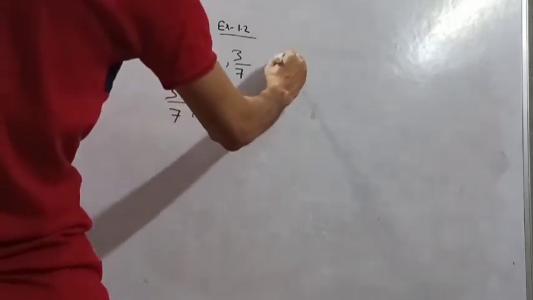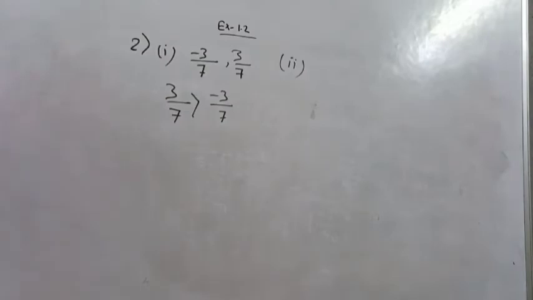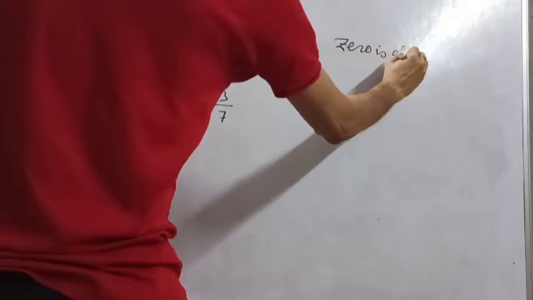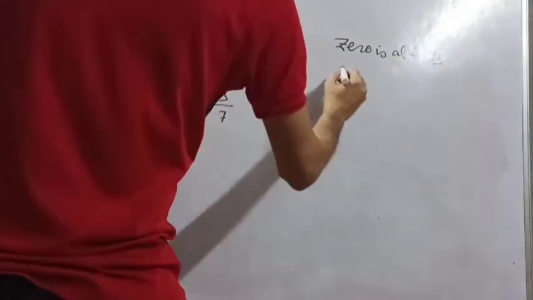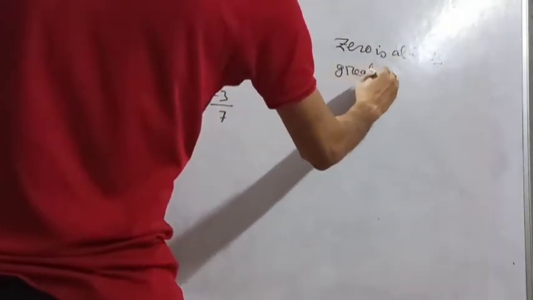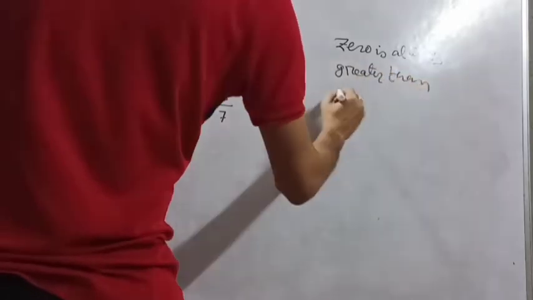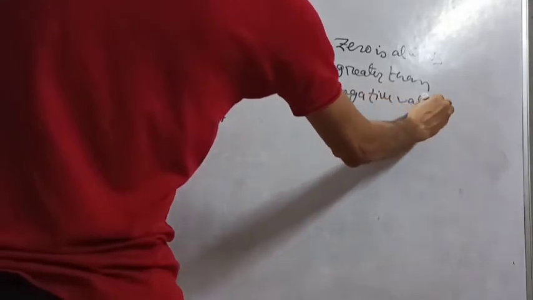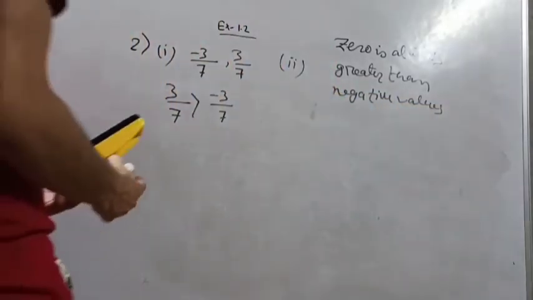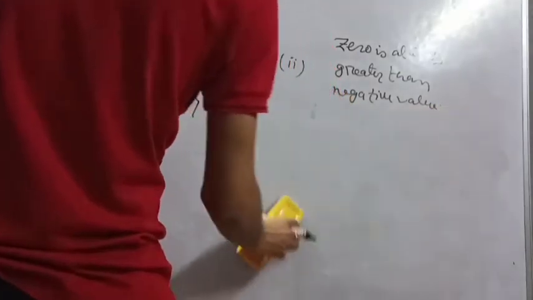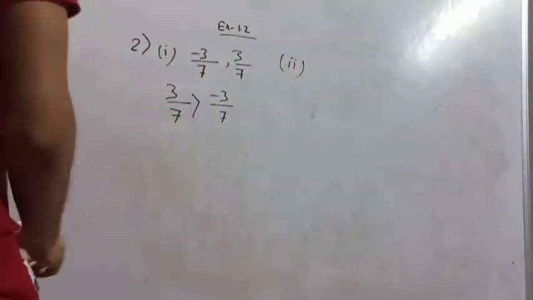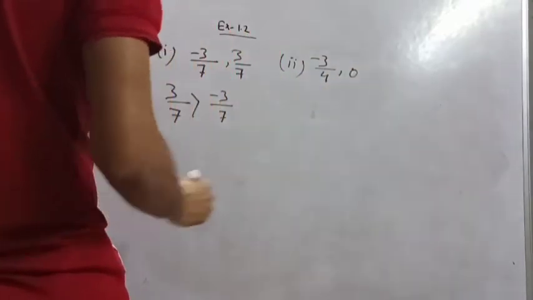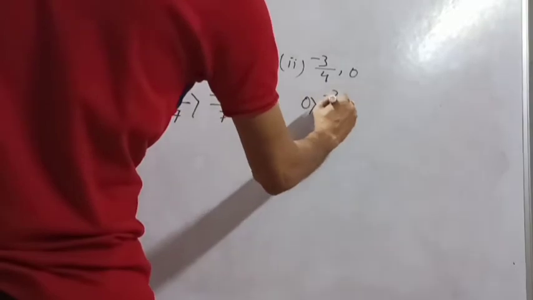Next, always remember 0 is always greater than a negative value. So next, minus 3 by 4, comma, 0. So 0 is greater than minus 3 by 4.